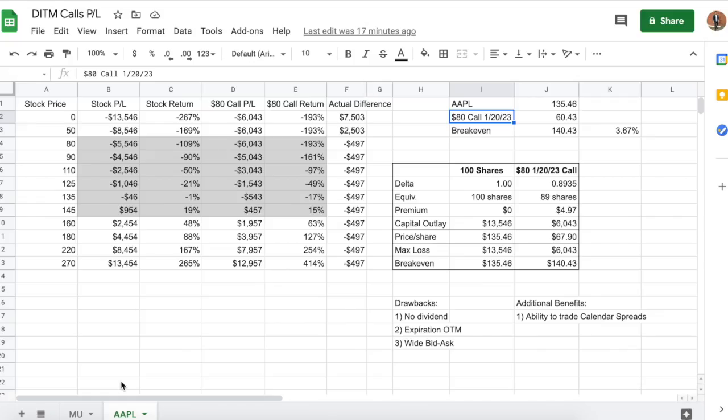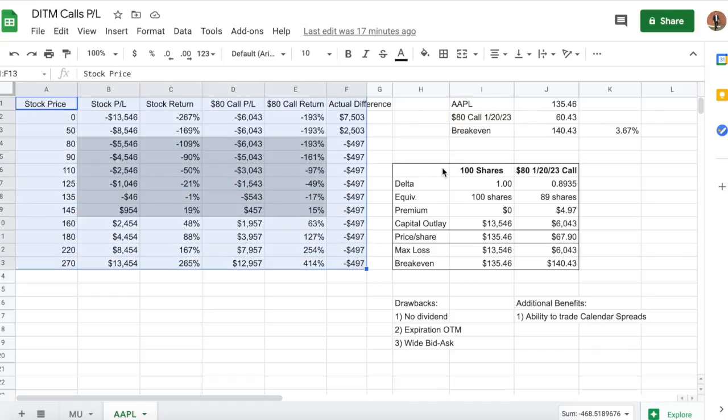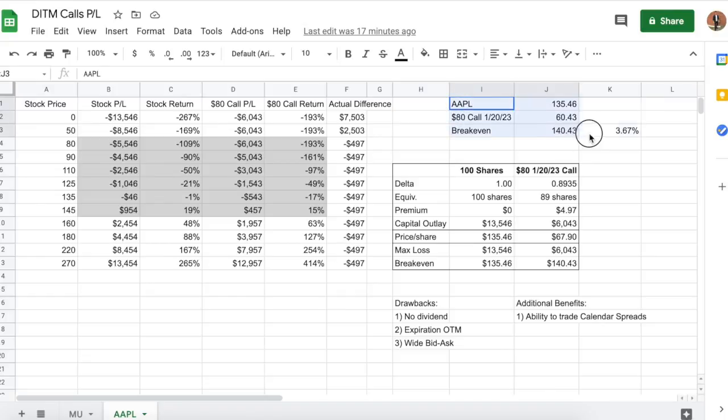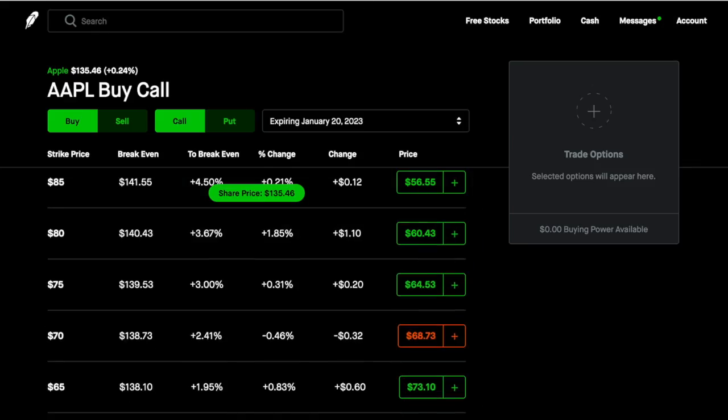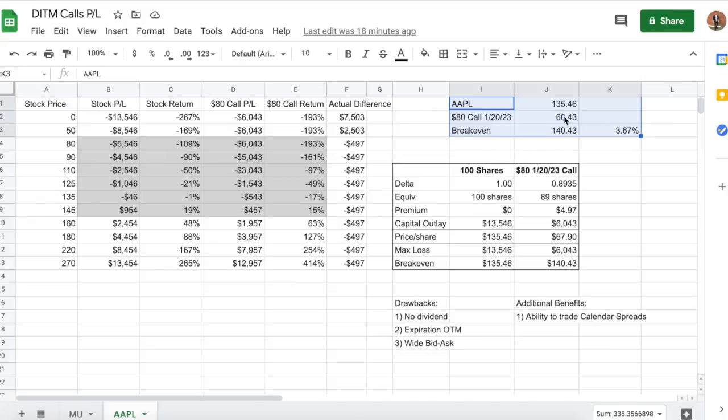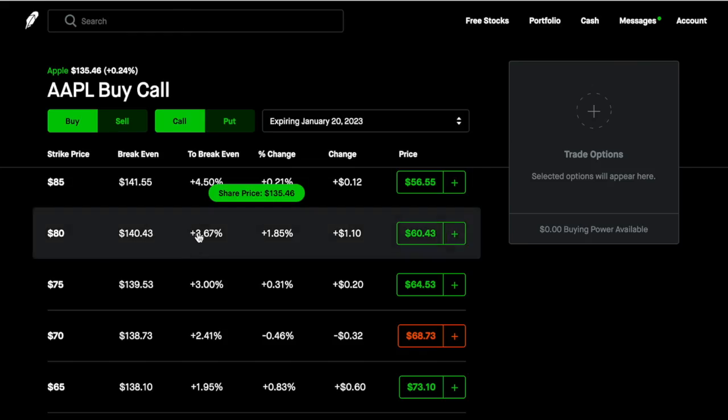So let's jump into our profit and loss sheet. We're just going to focus on this point right now. I'll break down the rest of it, kind of what I'm seeing, what I'm thinking. So here are the specs that we just went over. Apple is at 135.46 right now. We can see that, and the $80 call is priced at 60.43. Okay, so we got all that. Break even is just the 80 plus the 60.43, 3.67%, and that is right there.